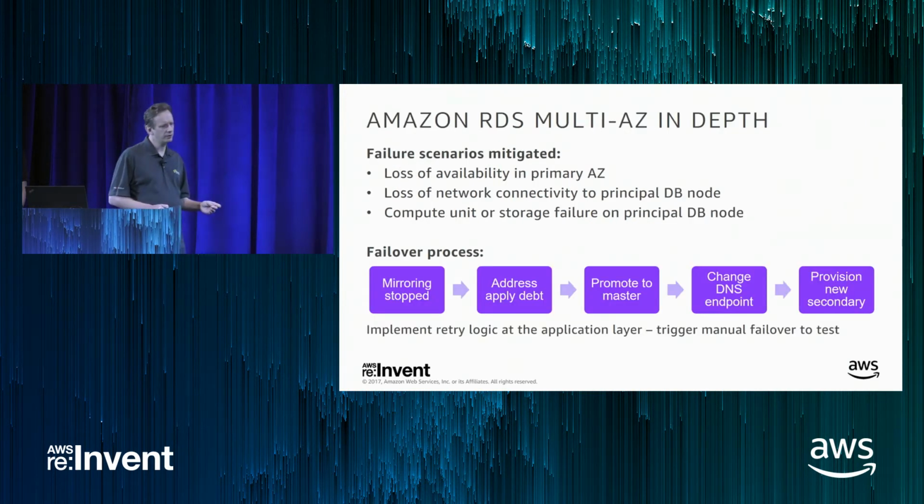So how does that work? Well, first, if a failover does need to occur for any of the reasons mentioned here or for any other reason that might come up, the mirroring is stopped. You need to promote the secondary to become the new master. The DNS input is then changed, and then a new secondary is provisioned.